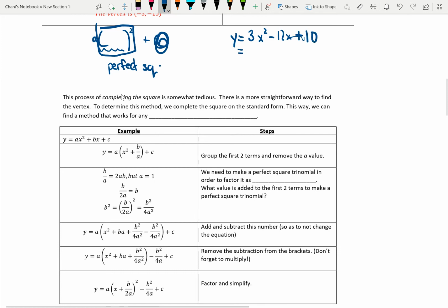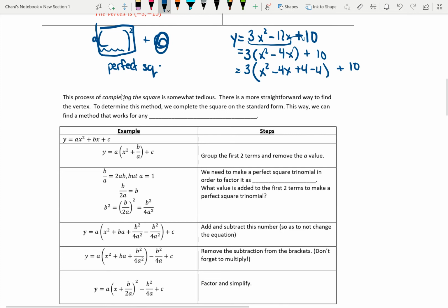Okay, so the first step is to remove the common factor from just the first 2 terms, not the third. You remove the a value no matter what it is. So I take out 3 and I'm left with x squared minus 4x, and then plus 10. Then I leave this 3 out here. I want to make a perfect square trinomial. So I have 4, which gives me 2, and then I square it, which gives me 4. So I get x squared minus 4x plus 4 minus 4. I have to add and subtract in order to not change the formula.